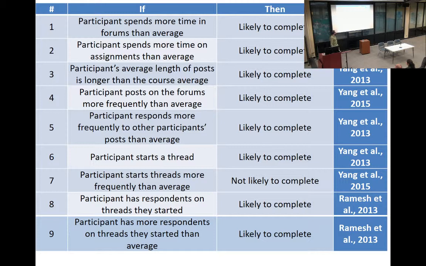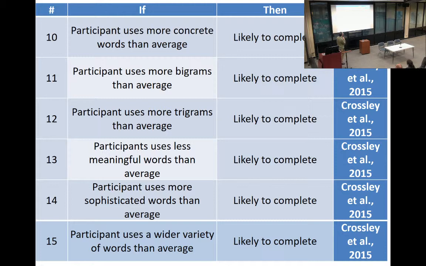We also took some analyses from Scott Crossley at Georgia State's work, analyzing the linguistic properties of MOOC forum participation, where Crossley found that if participants use more concrete words, they're more likely to complete. If they use more bigrams and trigrams from the British National Corpus, which is a large corpus of common phrases, actually like speeches from British politicians and other British sources, they're more likely to complete. They found that if the participant uses less meaningful words than average, you're more likely to complete.